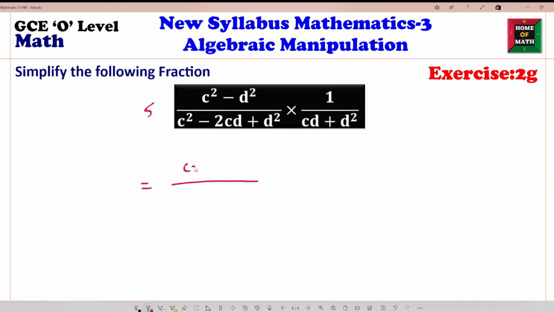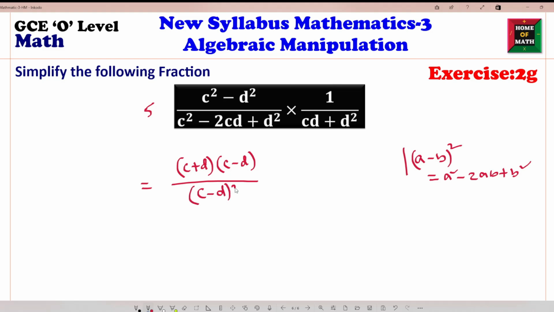We can write c plus d times c minus d. And here we can also write, look, a minus b whole square. We know a square minus 2ab plus b square. So same thing here. Here is c square minus 2cd plus d square. We can write c minus d whole square. Okay, times 1 divided by cd plus d square. We can take common d, so here is c plus d.